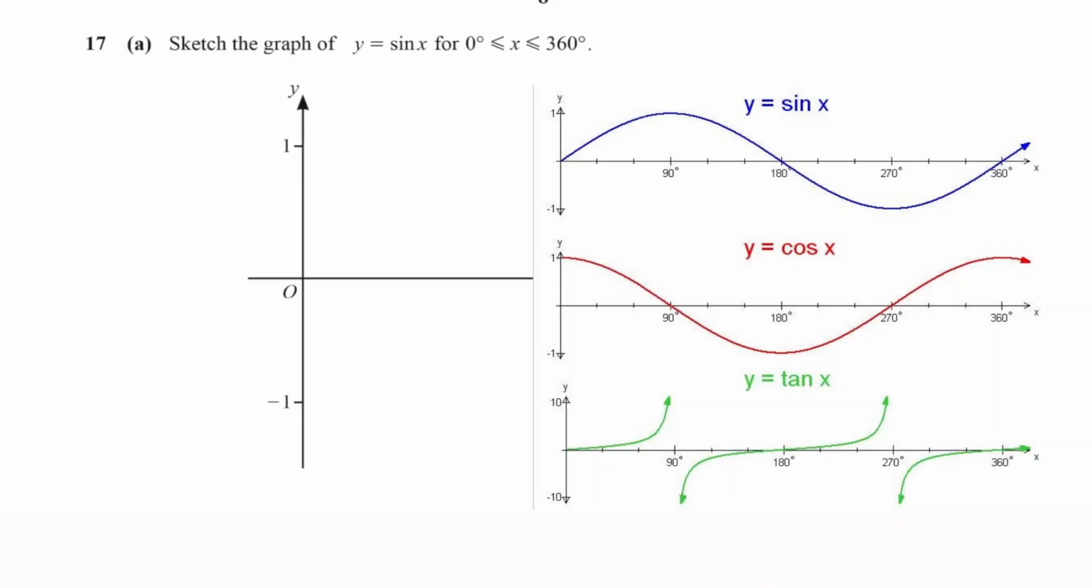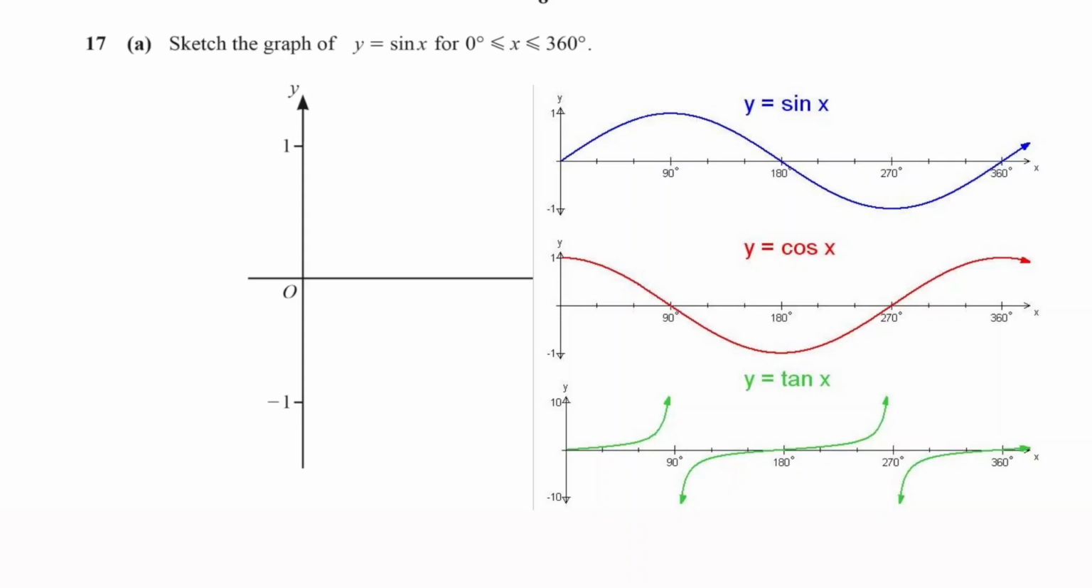The first graph is there. It starts from 0 and goes to plus 1 at the maximum, then at 180 it comes down, reaches minus 1 at the minimum, and reaches back to 0 at 360. This is how the sine graph looks. And the cos graph starts from 1, goes to 0 at 90, reaches the minimum of minus 1 at 180, goes to 0 at 270, and reaches the maximum again at 360. That is how the cos graph looks, and the tan graph looks different.